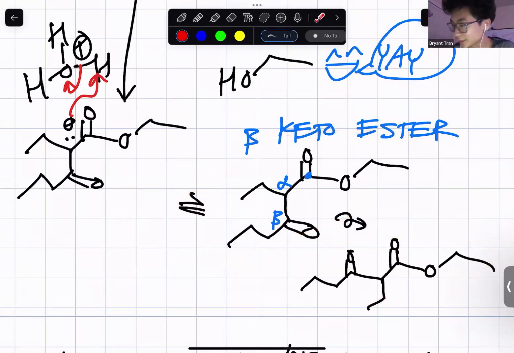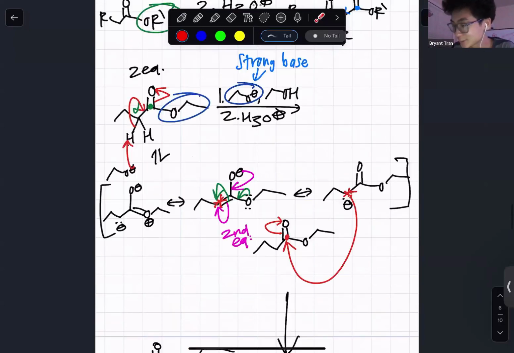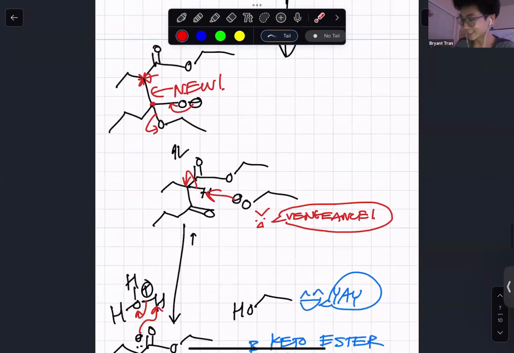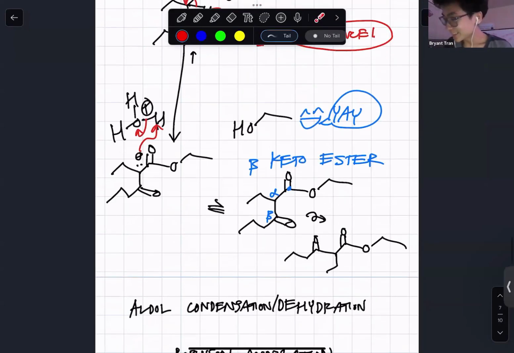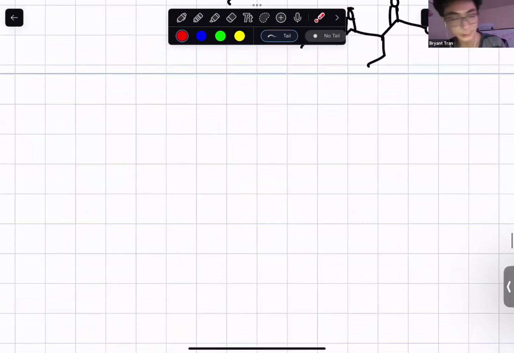I wanted to draw it in this way so I don't overwhelm you guys on drawing it the clean way. But you could just do it like this. But that's good. Okay. Let me show you guys how to predict the product quickly here. And then I'll move on to 118B aldol condensation, aldol dehydration.